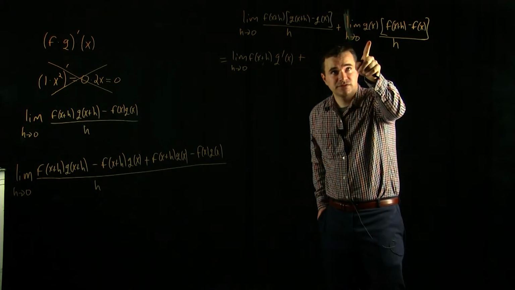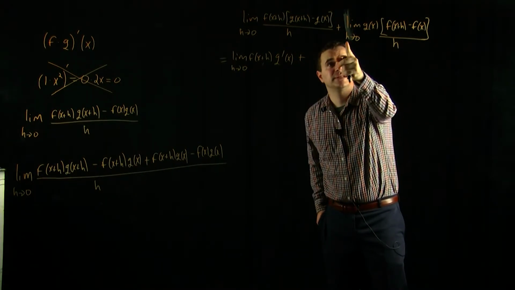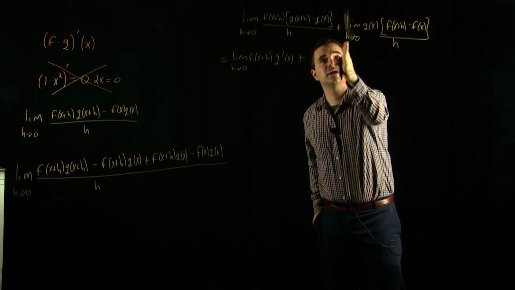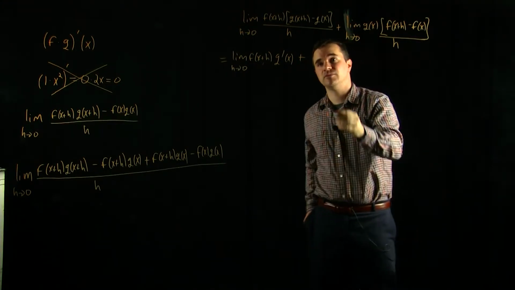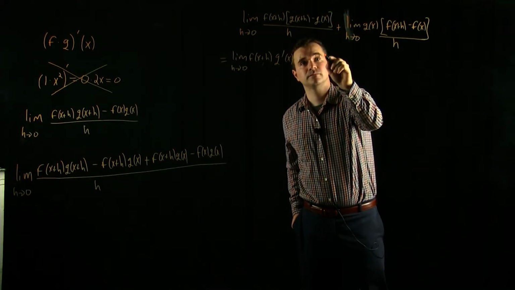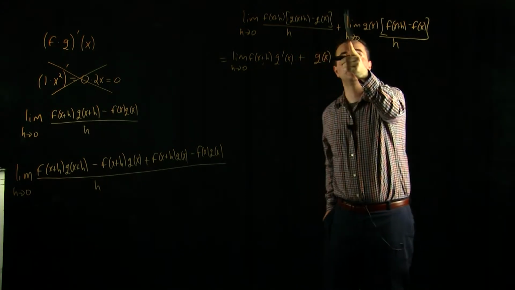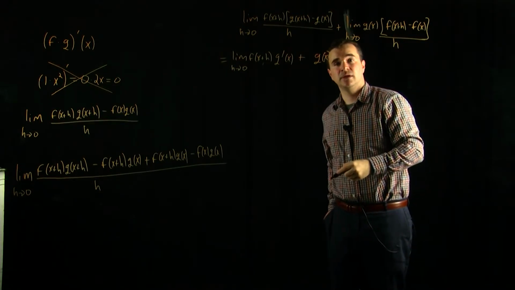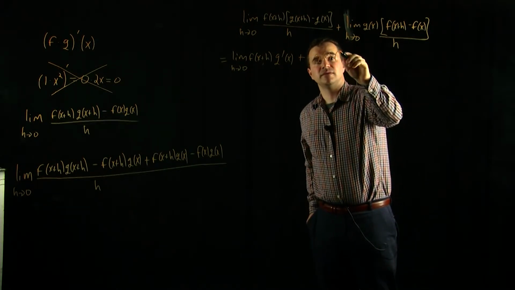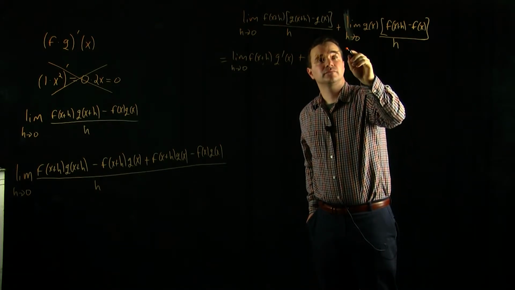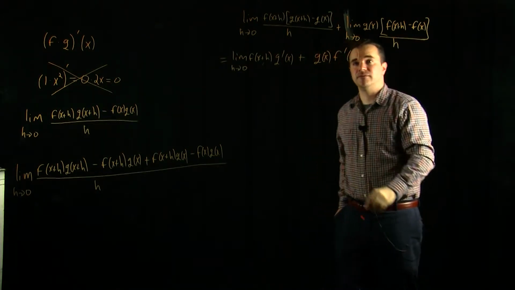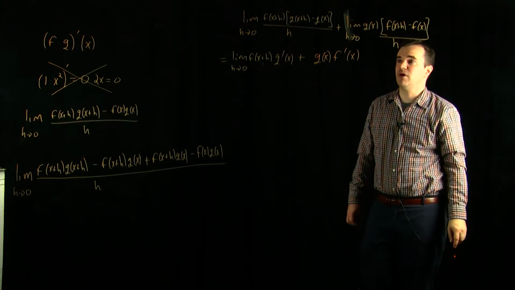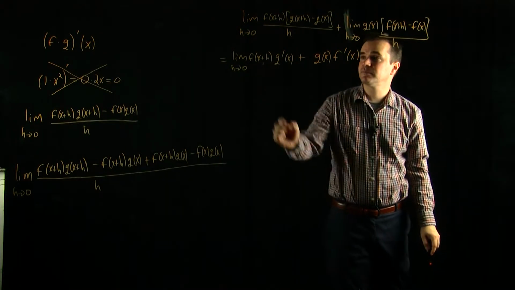And now for this term, I'm getting the limit as h goes to 0. So g of x does not depend on h. That's a constant. Using the constant multiple rule, I can bring that out and end up with the limit as h goes to 0 of f of x plus h minus f of x over h. That's nothing but the definition of the derivative of f of x. So I'm almost there. I just have to calculate that limit.